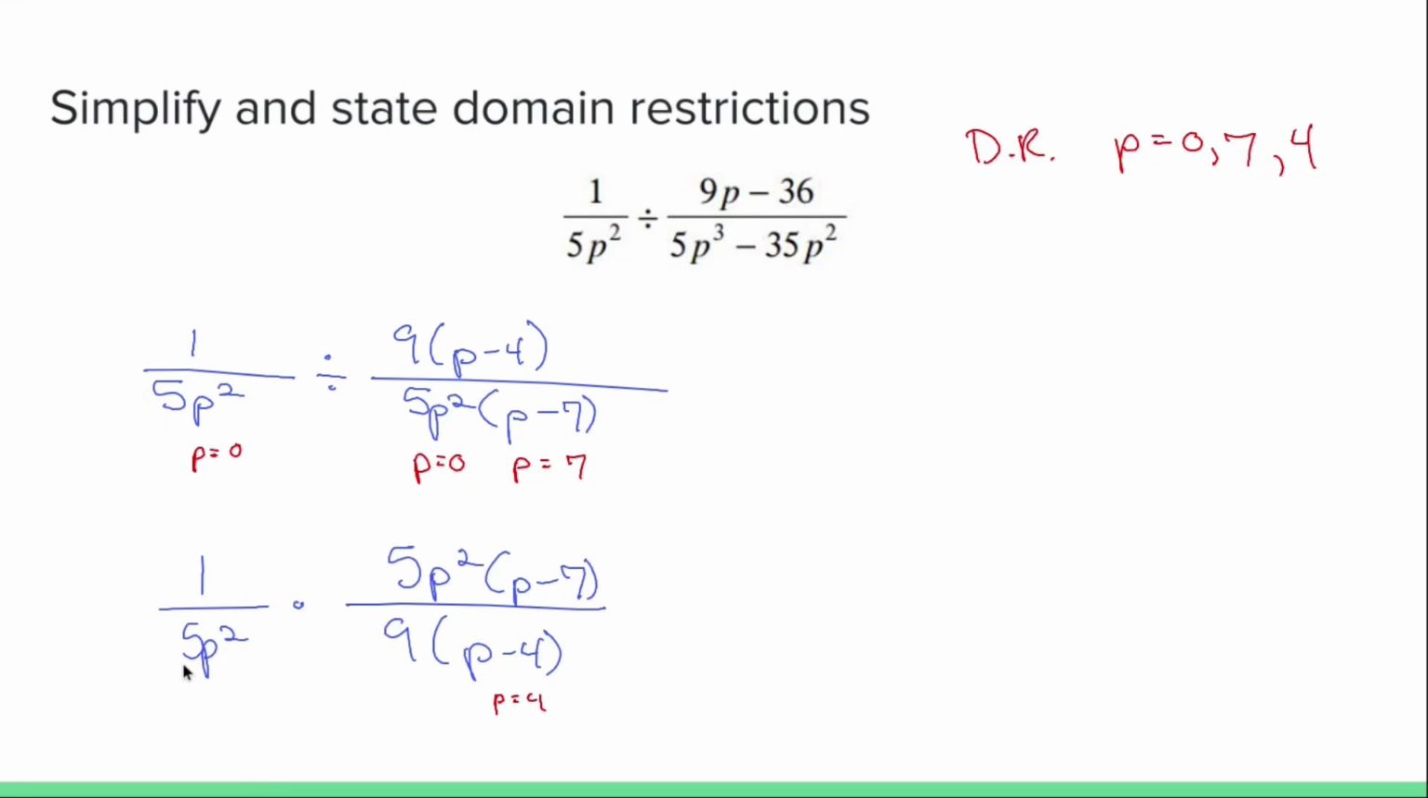Now that I'm multiplying, I can cross out the 5p squared, and that leaves me with just 1 up here times p minus 7, which is just p minus 7. On the bottom, I have 9 times p minus 4, so if I want to turn that back into 9p minus 36, I can certainly do that. But now I have my domain restrictions, and now you can see why I can't plug in 4, because I can't plug it into the answer. So I couldn't plug in 7 into the original problem. I can't plug 4 into the answer. This is how you do that problem. Not so bad, but not so great either.